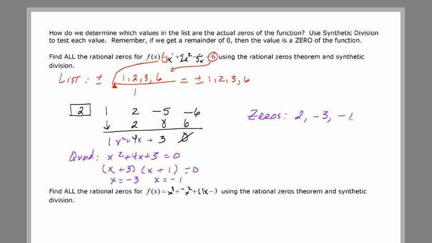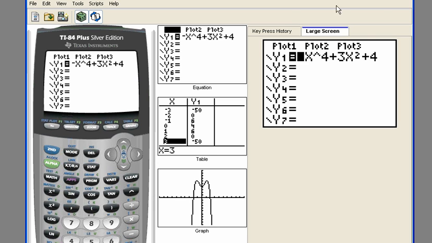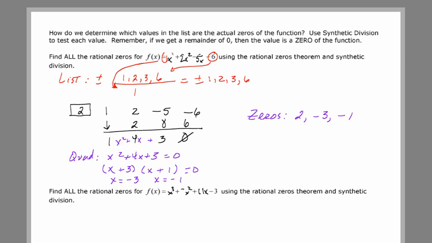Now we could go to our calculator and verify that those are indeed the zeros. Let's do a quick calculator check. And I have x³ plus 2x² minus 5x.